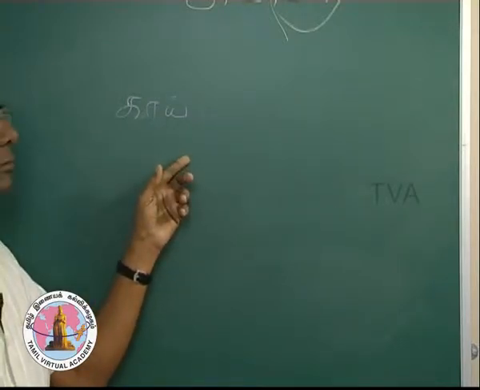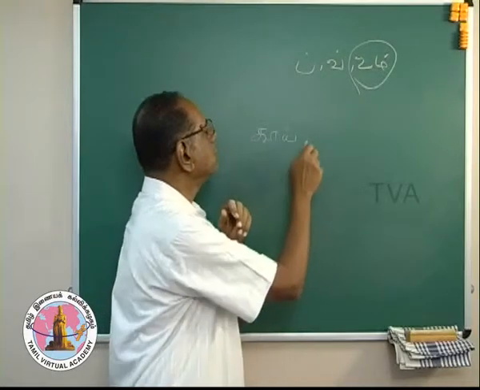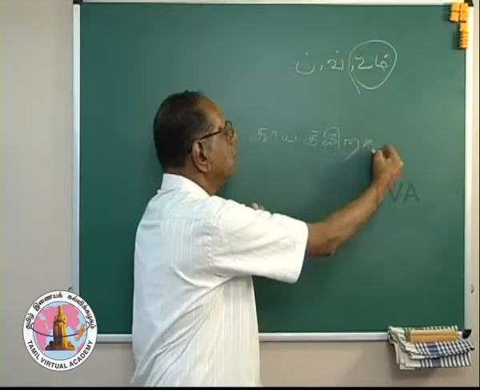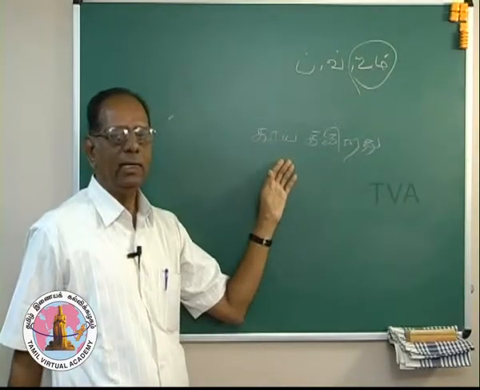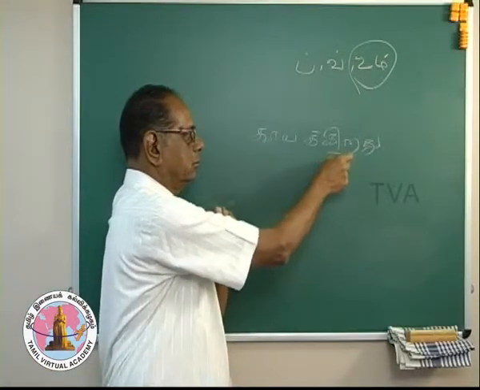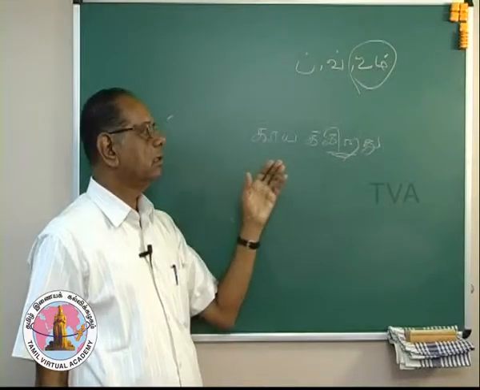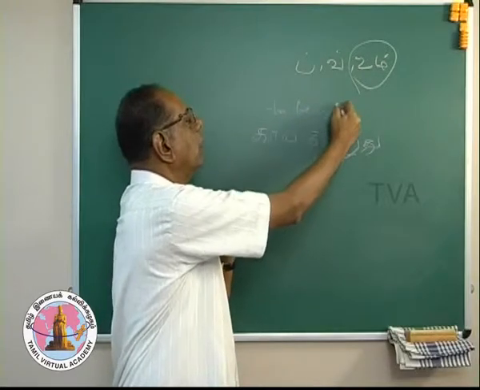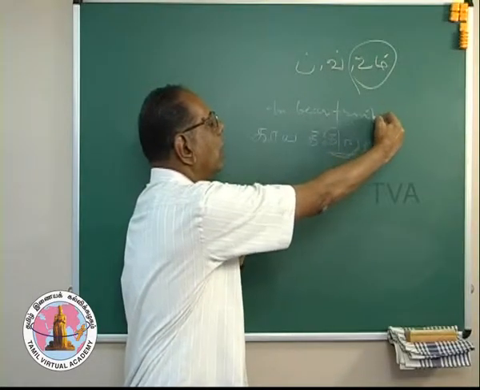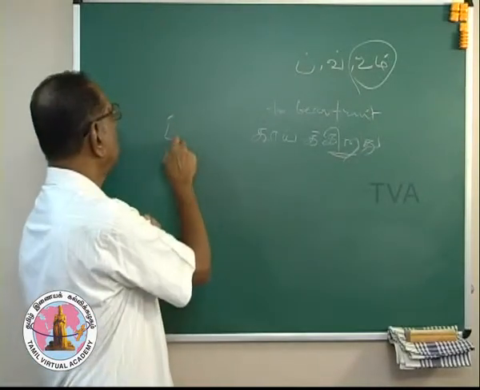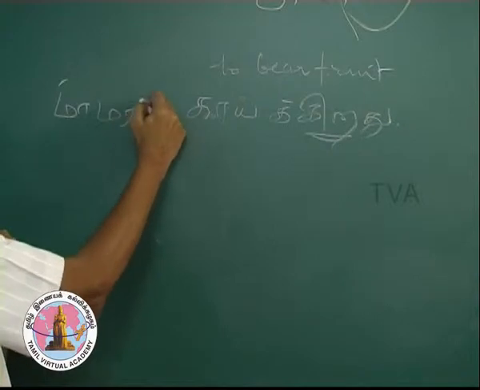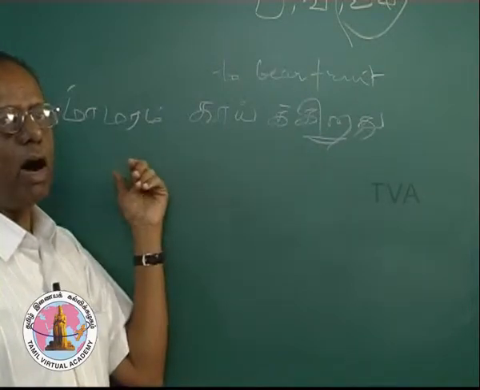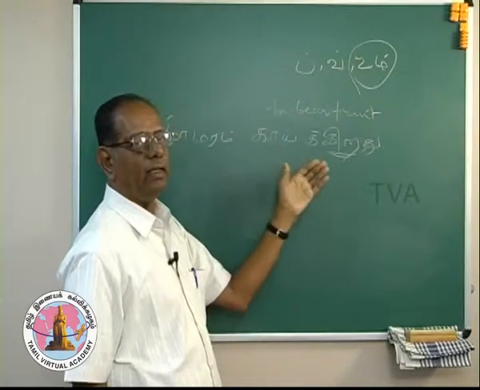காய். காய்க்கிறது. It is in the present tense. காய்க்கிறது, to bear fruit. மாமரம் காய்க்கிறது. மாமரம், mango tree. காய்க்கிறது, bears fruit.